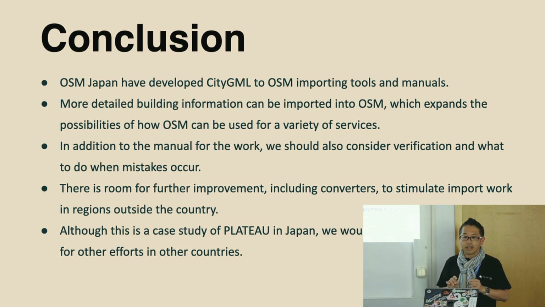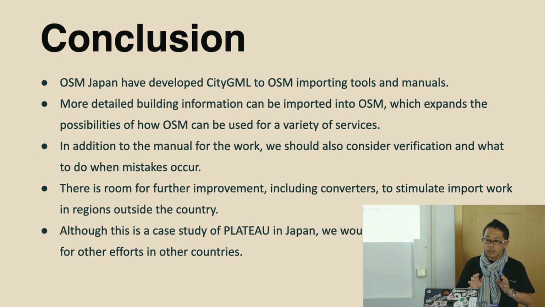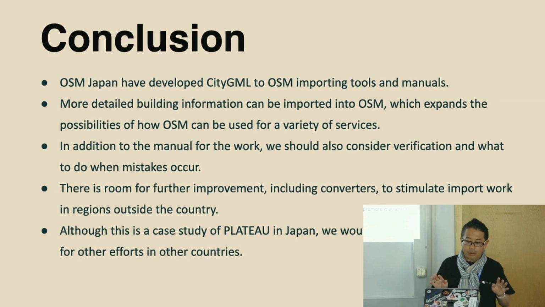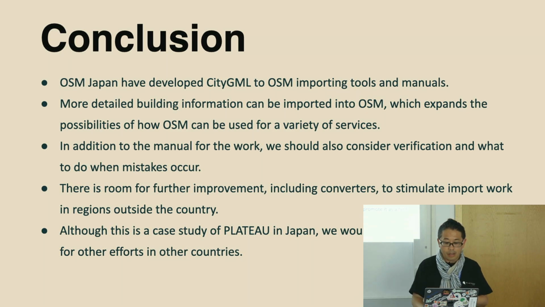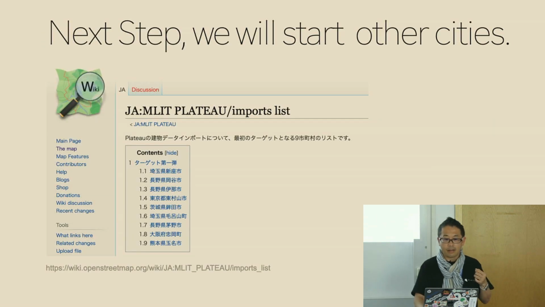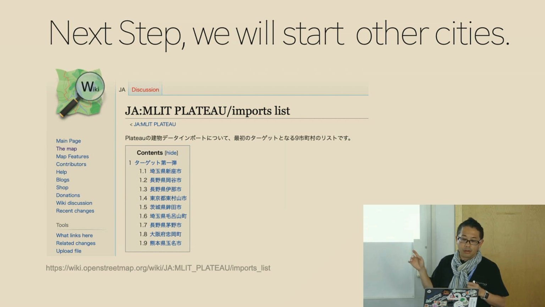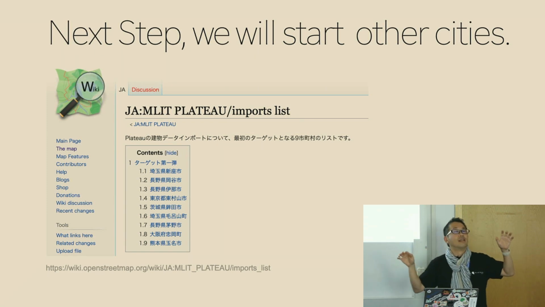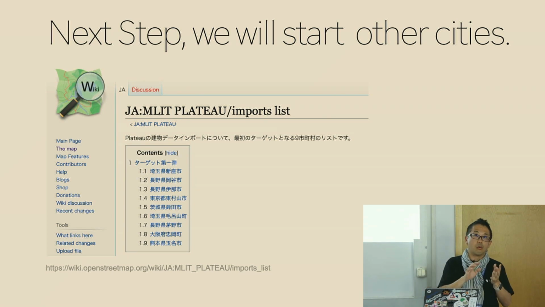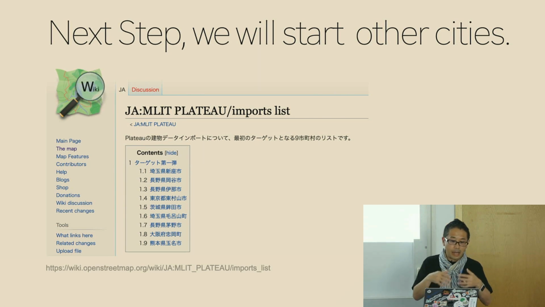Also, this is a case study of PLATEAU in Japan, but we would like to promote it as a hint for efforts in other countries. Some countries are making the same kind of CityGML data now. In this year, next step, we will start other cities. Higashi-Murayama city is just one city, but there are about 1,700 cities in Japan, and PLATEAU has already published about 130 cities and is now extending the area.